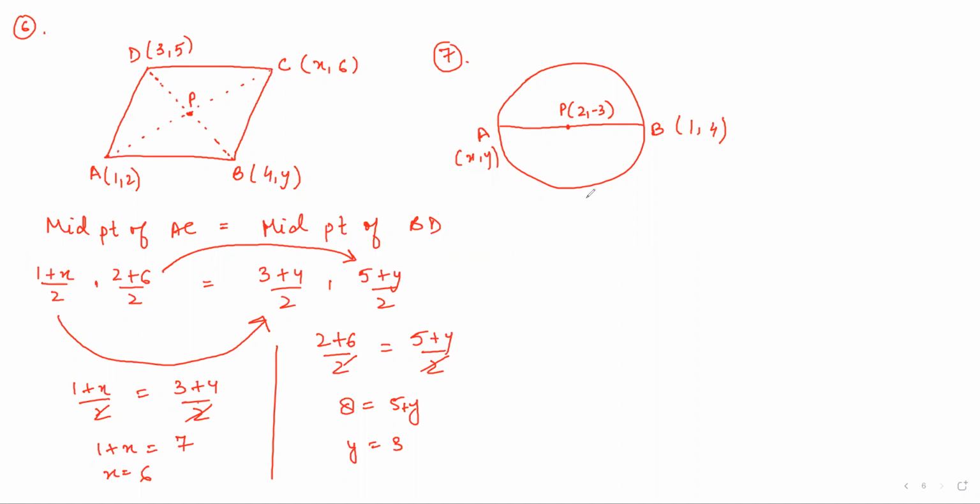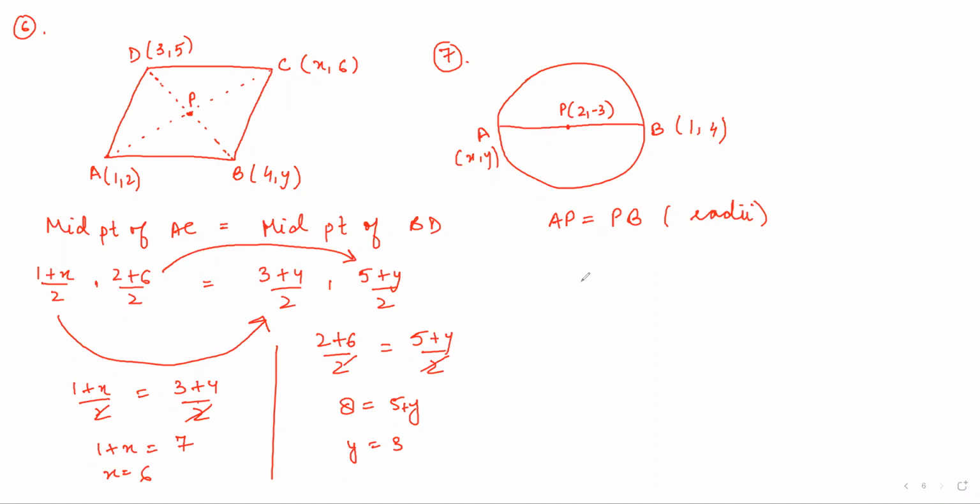Now, because this is a circle and P is the center, obviously AP is equal to PB. Why is AP equal to PB? Because it is the center of the circle. AP is also a radius and PB is also a radius, isn't it? So both are radii.